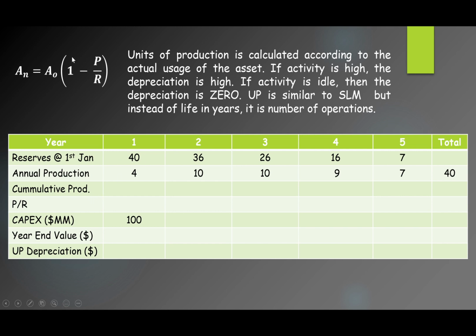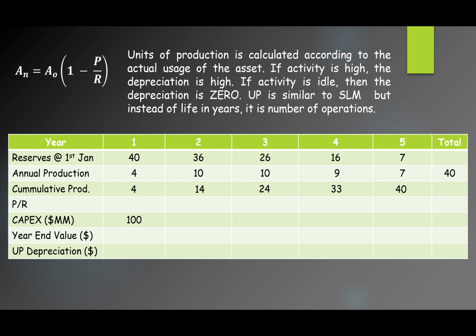Since in the formula we need to have P, which is the cumulative production, we will calculate the cumulative production first. For the first year, production is 4, and therefore in the second year the cumulative production will be 14. The third year is 24. The fourth year is 24 plus 9, which is 33, and the fifth year is 33 plus 7, which is 40.